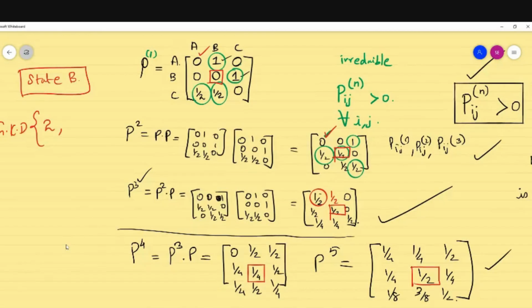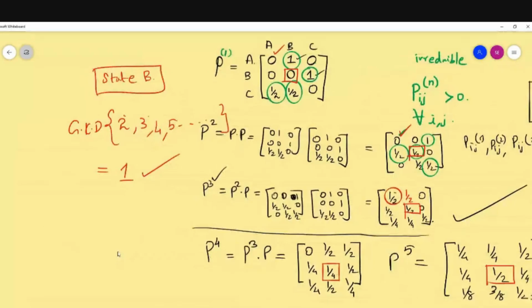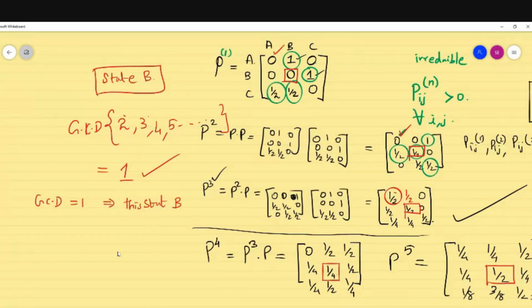In step 2 this is non-zero, so I put 2 as that step. Step 3 is non-zero, step 4 non-zero, step 5 non-zero, and it goes on. Now what is the GCD of this? Since 2 and 3 are coprime, obviously the GCD is going to be 1. So we can conclude GCD equals 1. That means state B is aperiodic.